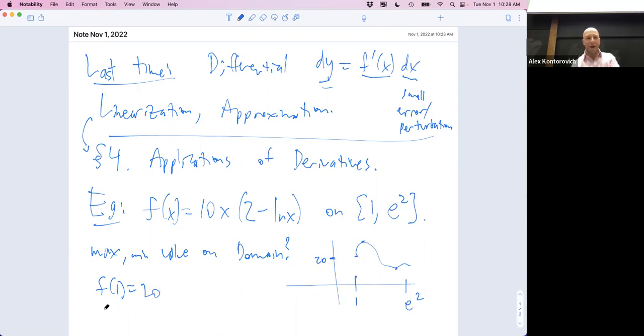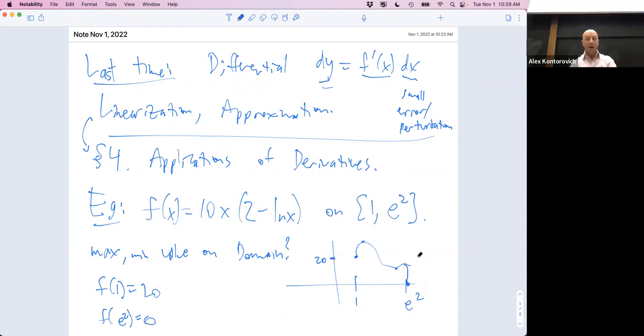Okay, how about f of e squared? How about the other endpoint? If x is equal to e squared, and you'll see in a second why I wanted a 2 there, what's natural log of e squared? It's 2, right? To what power should you raise e to get e squared? The second power. So 2 minus 2 is 0, so that's why I wanted that 2 there. So in fact, this comes all the way down to 0.